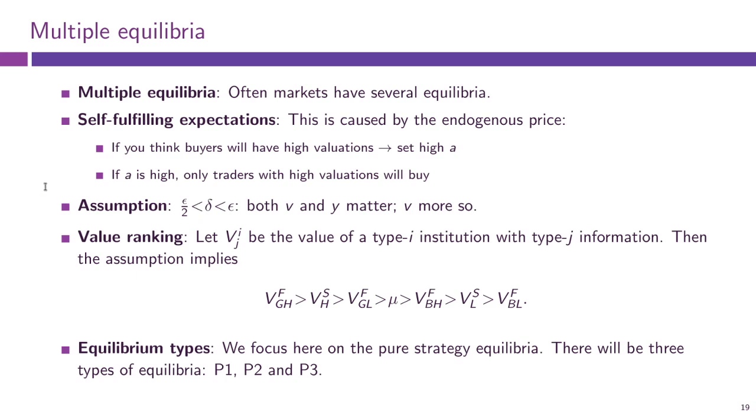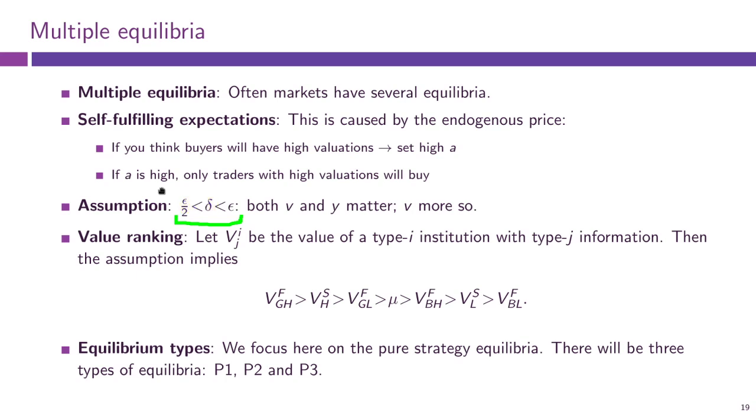to narrow down the possible cases that we can have, we'll make this assumption on parameters. We'll assume that epsilon is greater than delta, which is greater than epsilon over 2. So what does this mean? Recall that epsilon is the standard deviation of V, and delta is the standard deviation of Y, the private valuation. So what this says is that the fundamentals are more important than the private valuations, which is something that you would think is reasonable, right? But this is not to such an extent that completely overshadows these private valuations. So this first inequality in particular does require that private valuations also matter. They are important for the decisions.